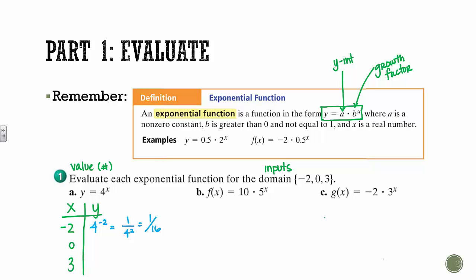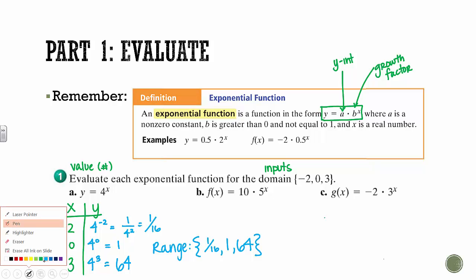If we plug in 0, this one's a little easier. Remember, anything to the 0 power is just 1. And then to the 3rd power, remember, that means 4 times 4 times 4. So 4 times 4 is 16. If you multiply by 4 again, you get 64. So my range for those domain values are 1/16, 1, and 64.